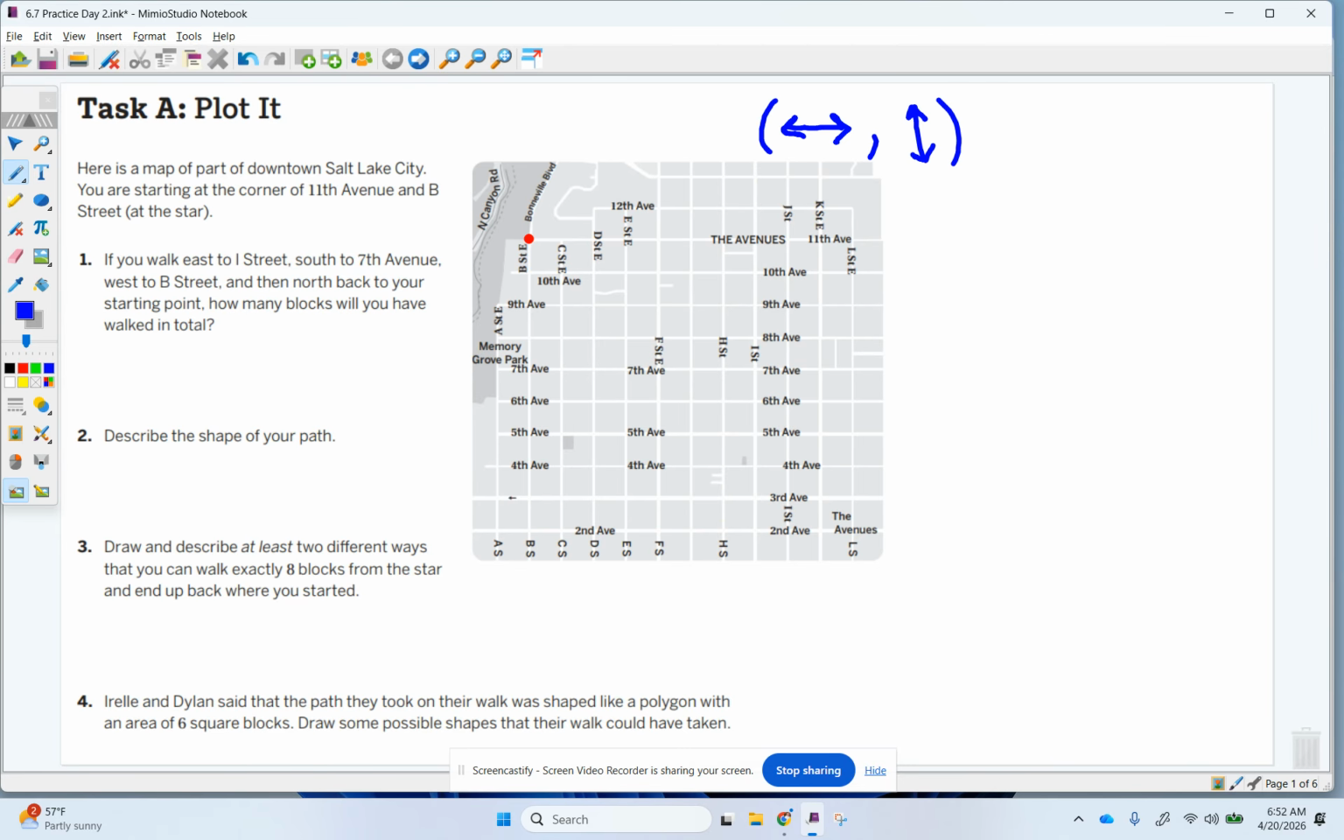It says we're going to be starting right here at the corner of 11th and B. And then it says you walk east to I Street. So that's 1, 2, 3, 4, 5, 6, 7 to I Street. You walk west to B Street. I'm sorry, south to 7th Street. 1, 2, 3, 4. Over to B Street, which is 7, and then back up to your original spot, which is 4.